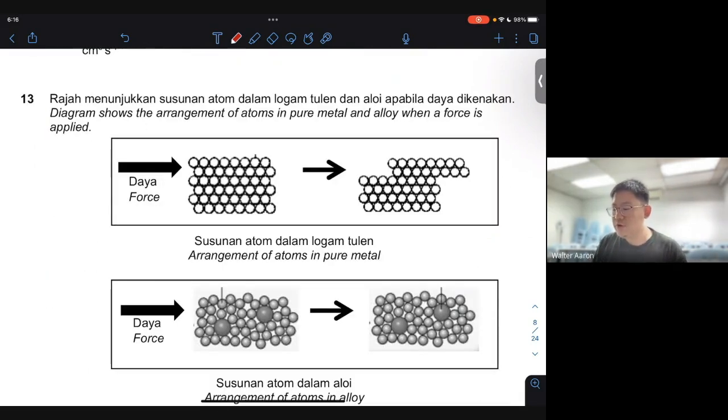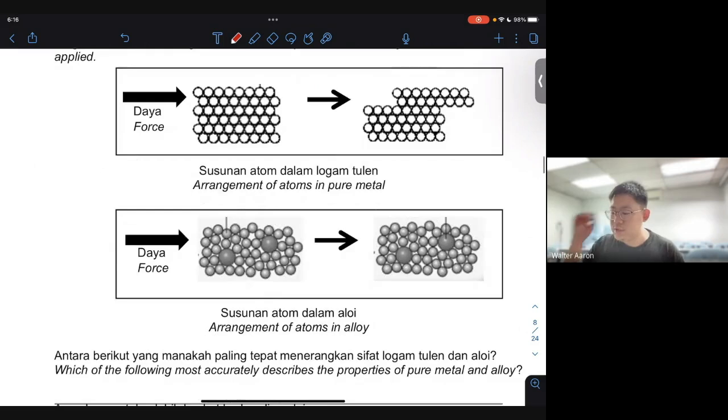Number 13. The diagram shows the arrangement of atoms in pure metal and alloy when a force is applied. So the first part, the top picture, is actually referring to the malleability of a pure metal. Pure metals are very malleable because they have this regular arrangement of atoms which can slide across the layers, and it causes it to be less strong. Compared to an alloy, you can see over here, they have foreign atoms inside, which disrupts the regular arrangement. Therefore, they will not be able to slide that easily.